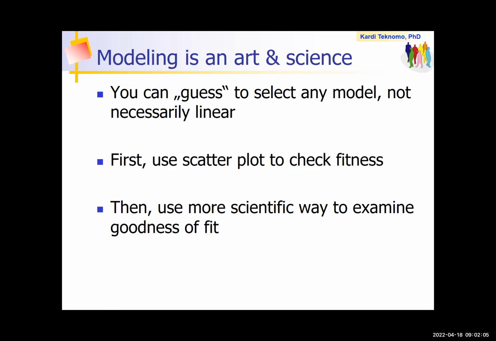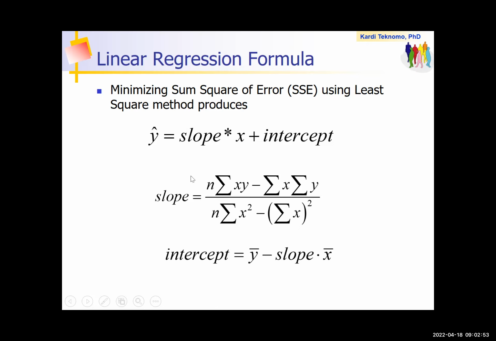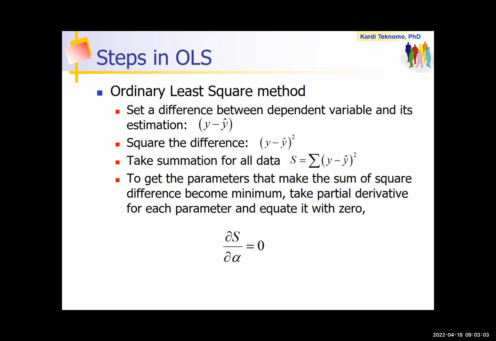How do you get this formula? That's the question, right? To get this formula, we minimize the sum square of error using what is called the least square method. So I'll give you the steps in least square. First is to calculate the difference between the dependent variable and the model estimation, and then you square it, and then you take the summation over all the data.